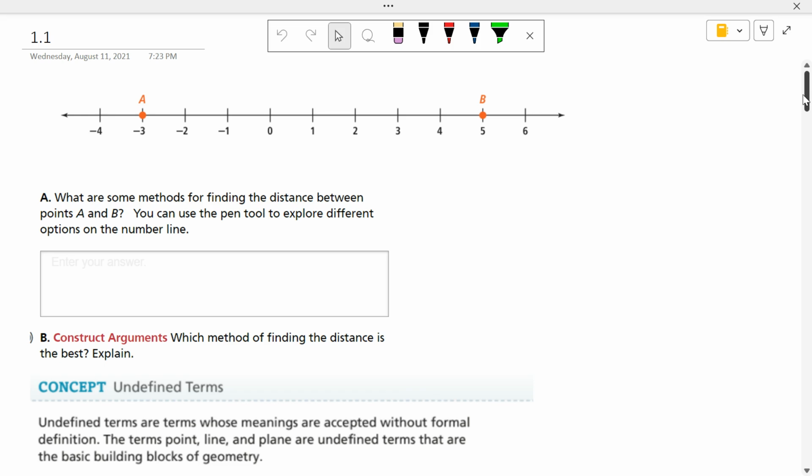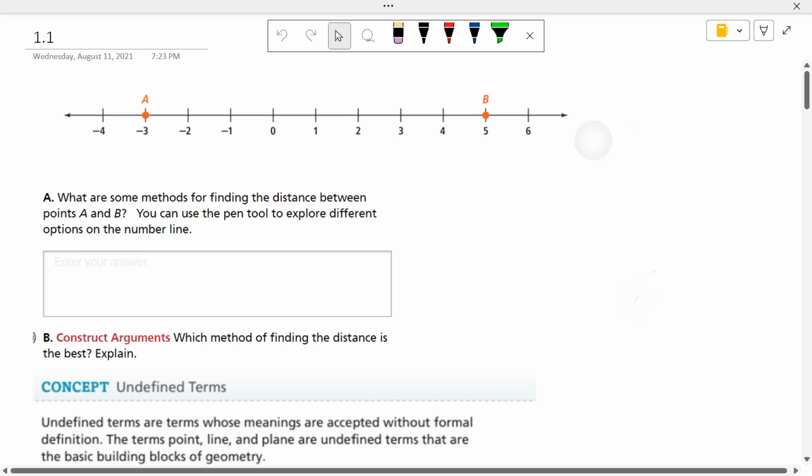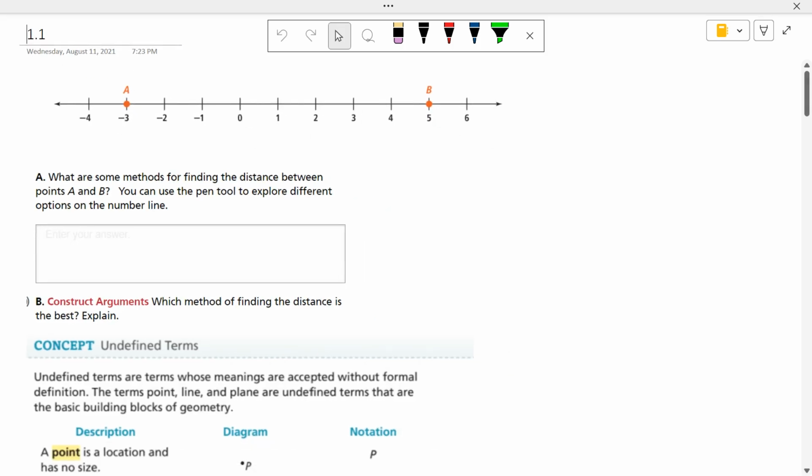What we see is a number line. Okay? And we have points A and B on the number line. How far apart are A and B? They are 8 away from each other.